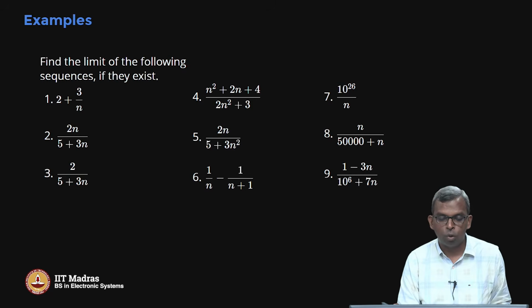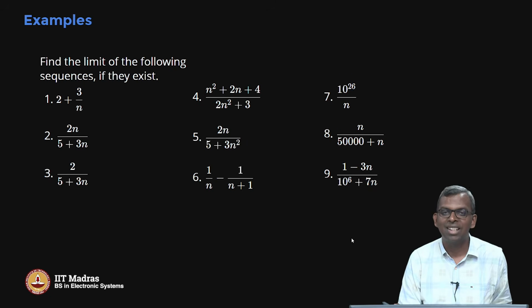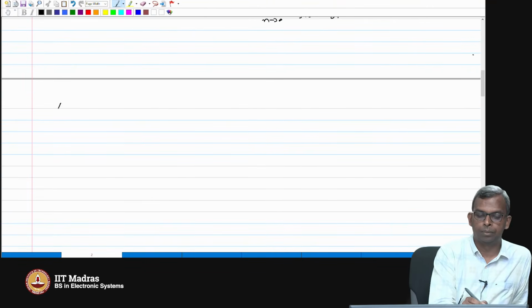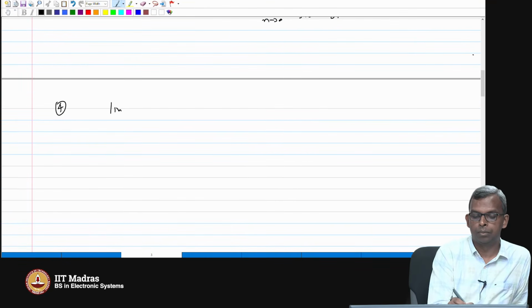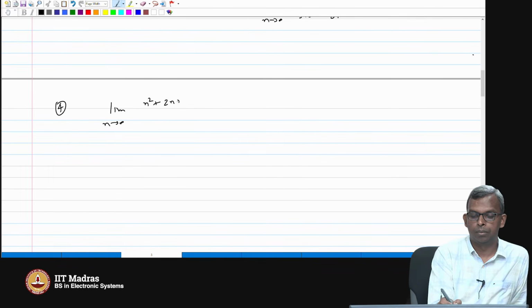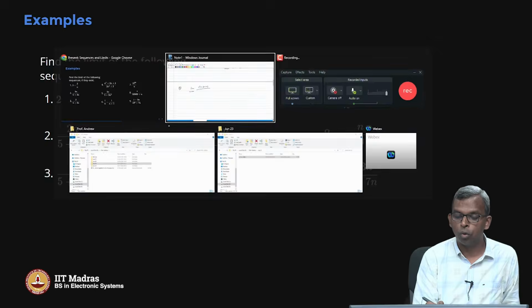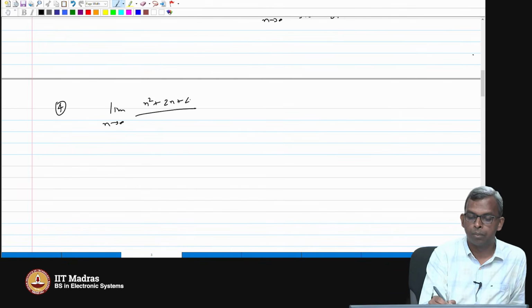Let's go to problem 4. Ooh, it seems to have n squared and all. Let's see what happens there. n squared plus 2n plus 4 by 2n squared plus 3. So let's do that. You get it right, 2n plus 4 by 2n squared plus 3.